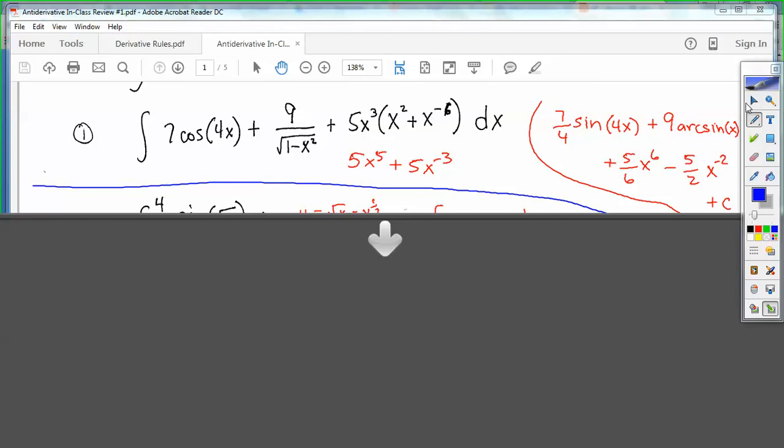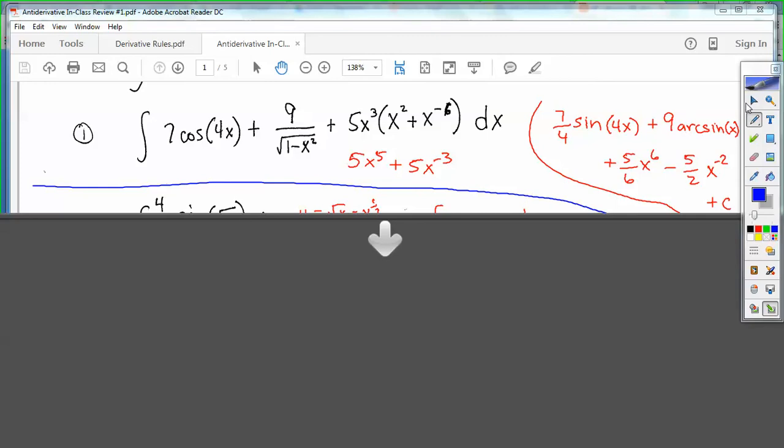Okay, before I show it, what do you have for the first part of number 1? Really long. 7/4 sine 4x plus 9 arc sine x plus 5/4 x to the 6. 5 what? 5/4 x to the 6. 5/6, I think. You sure that's not a 6? It should be 5. Okay, it should be 5/6 x to the 6.